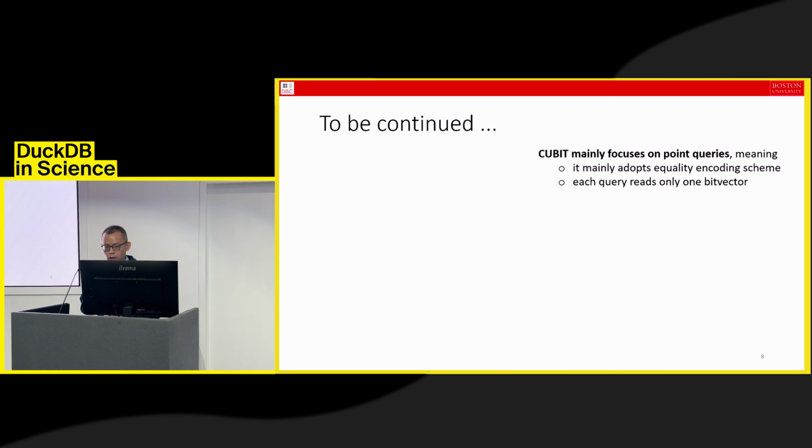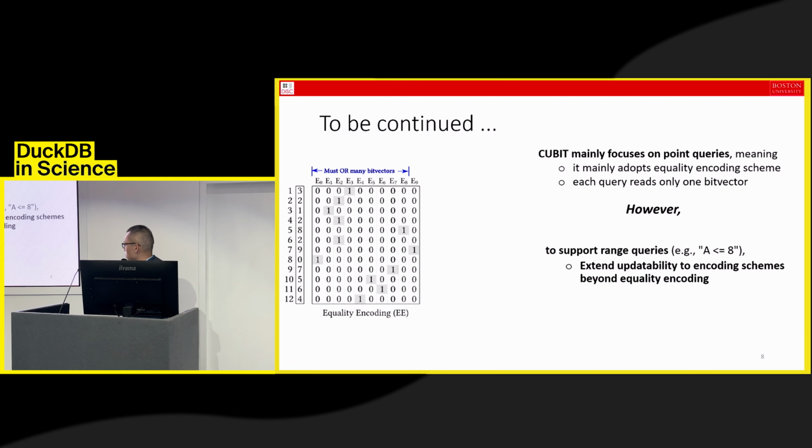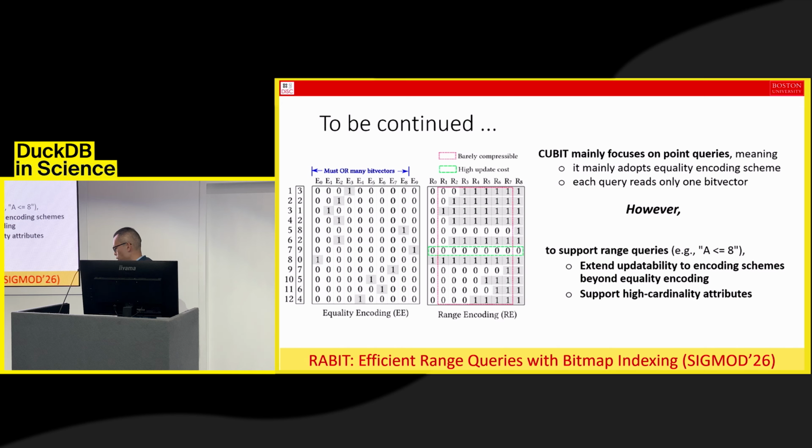Even though Qubit has addressed the updatability issue, it still has limitations, primarily because Qubit mainly focuses on point queries. And for more common range queries, a lot of development is required. So we are continuously working on Qubit, and Qubit for range queries is our next work, which will appear in SIGMOD next year.